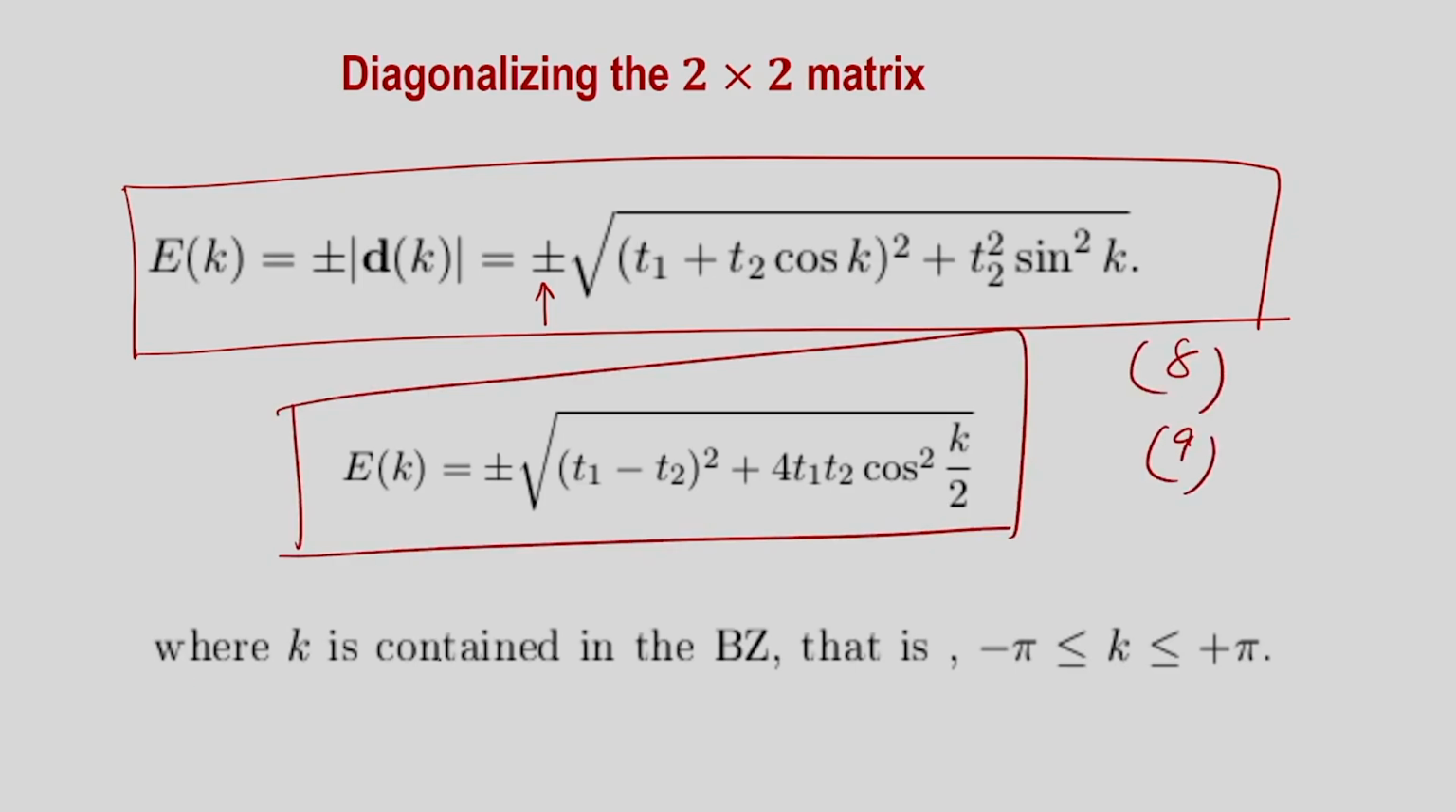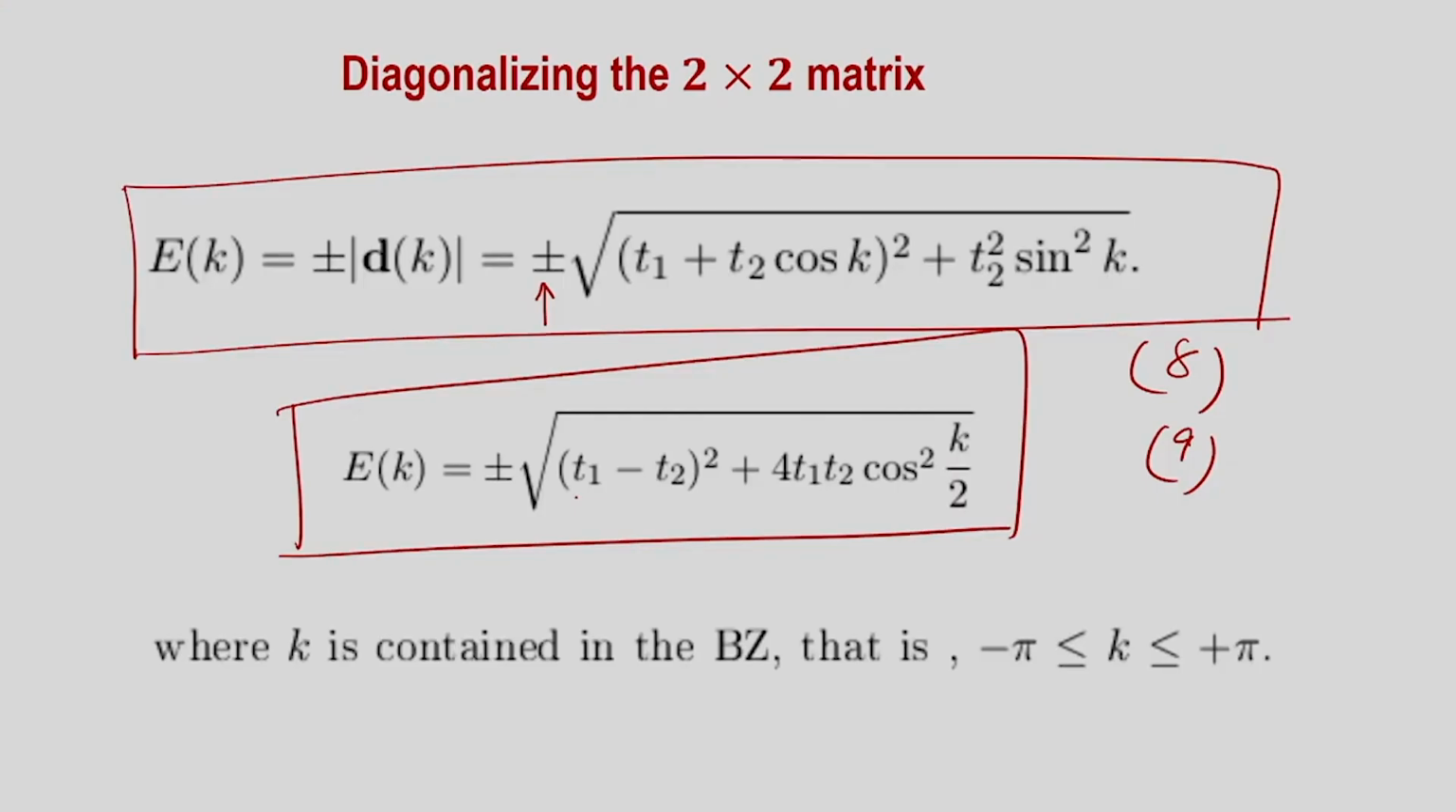Okay. So k, as I said, is contained in the first Brillouin zone, so it is minus pi less than or equal to k less than or equal to plus pi. This is the form of the energy dispersion of particles in the Su-Schrieffer-Heeger model. It contains, as expected, the two hoppings t1 and t2, and the k dependence is here, showing how it varies with k, and so on.